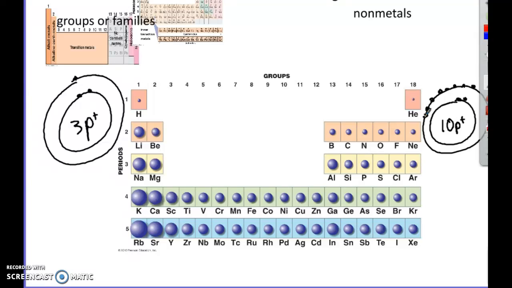Okay, and you can see that trend for the most part continues. There are a few exceptions here and there, and that gets kind of complicated to explain all that, but we're not going to get into that. But basically, as you see, the radius tends to get smaller as you get across because you have the same number of electron shells or layers, and you have more protons in the middle as you go across, so it starts pulling it in closer.